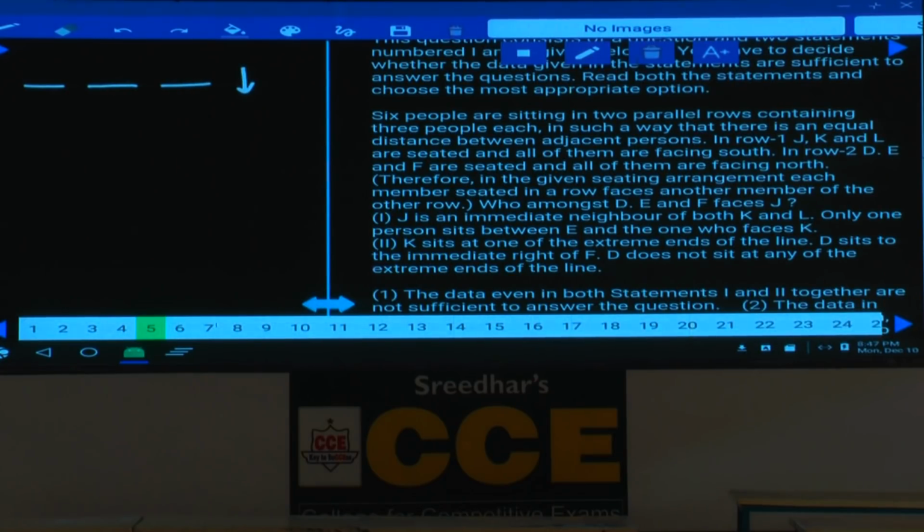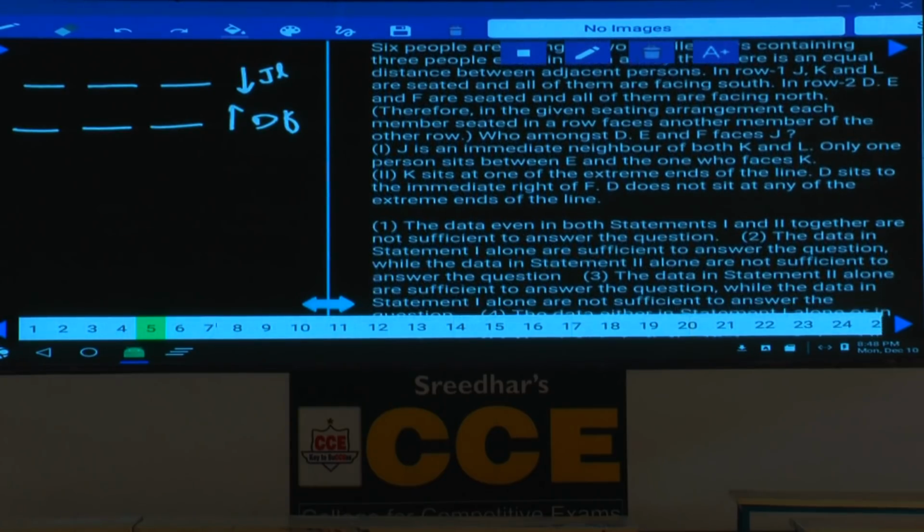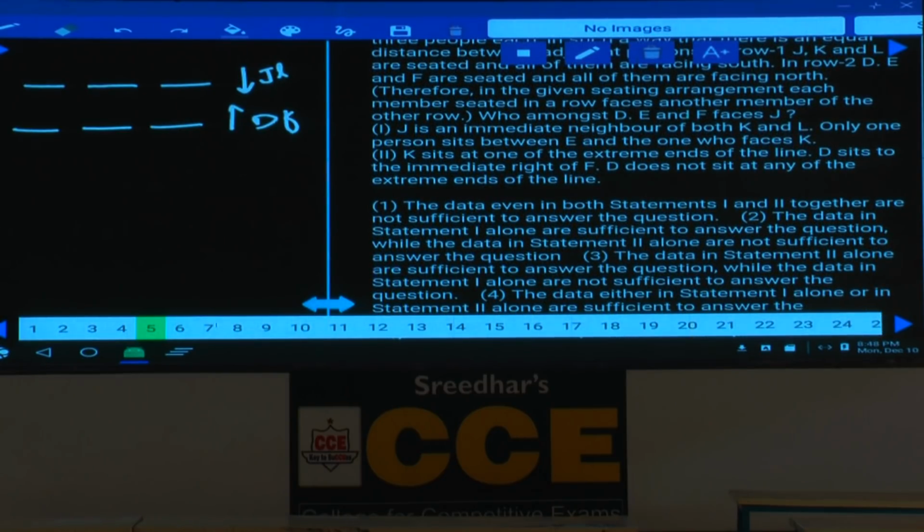J, K, L. And in row 2, D and F, and all of them are facing towards north. Now D to F at this place and J to L in this place. Now the question is, who among D and F faces J? Now we need to find out the person who is facing J.